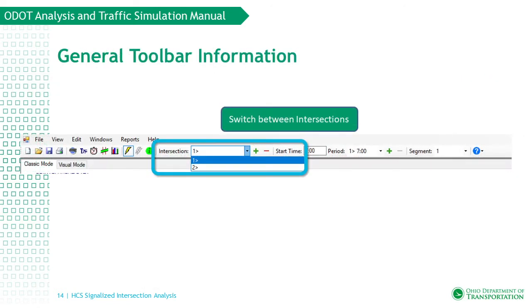The data inputs on this page are for the first intersection. To toggle between intersections and input intersection-specific data, use the drop-down menu next to Intersection on the top toolbar.